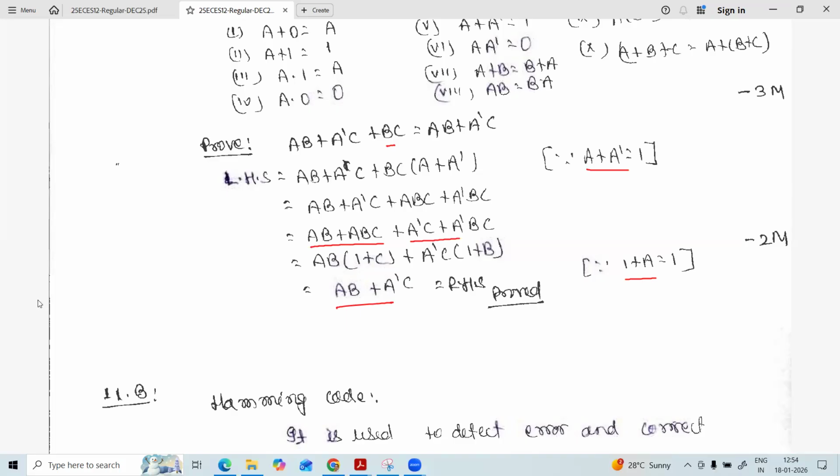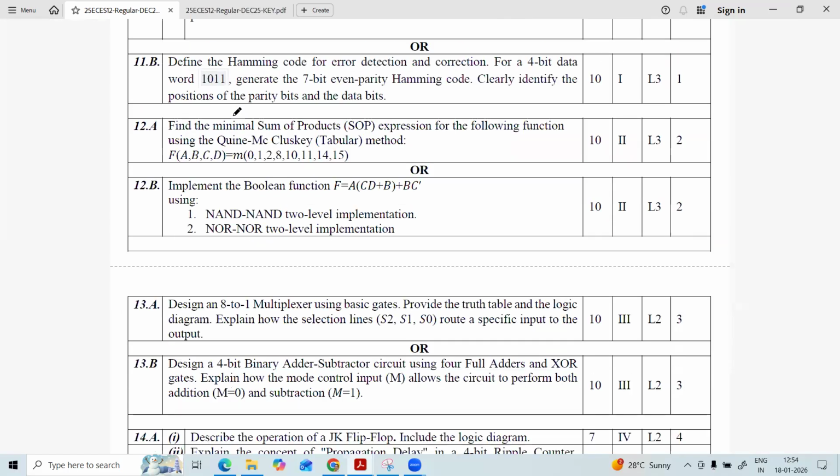Next question is very important. They always ask this one: define the Hamming code for error detection and correction. First we have to go through the general discussion of how Hamming code is useful for error detection and correction, 1-bit correction. Then 4-bit information is given, 1011. Using this message data, we have to generate the 7-bit even parity Hamming code. It is clearly given that we have to use even parity here.